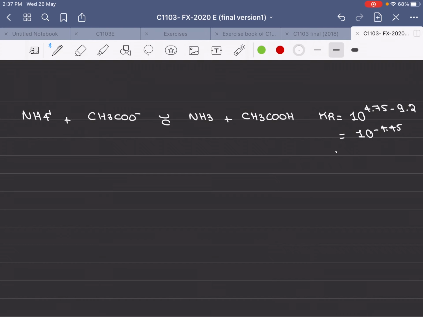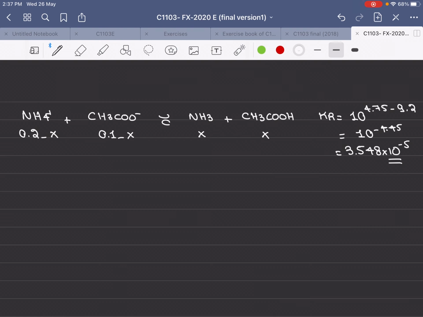You have 4.45 negative, 10 to the negative 4.45, shift 10. The answer is 3.548 times 10 to the power negative 5. This Kr means the reaction is definitely reversible and limited. Since it is less than 10 to the power negative 4, I can neglect x. What x am I talking about? NH4 plus is 0.2 minus x at equilibrium, 0.1 minus x, x, x.